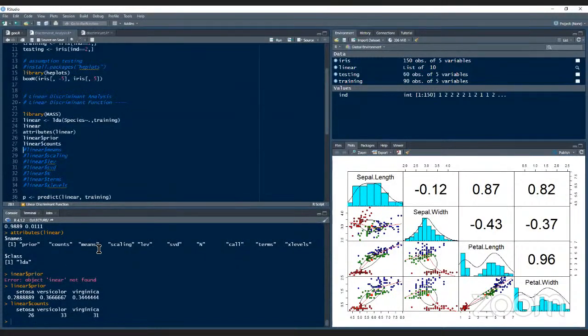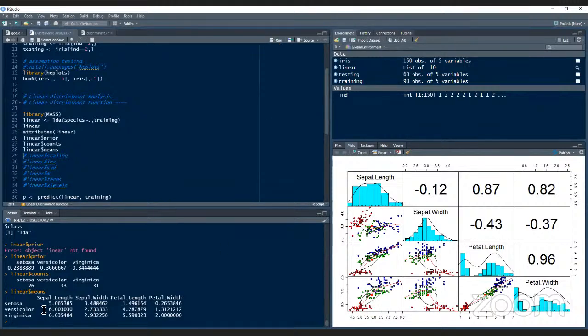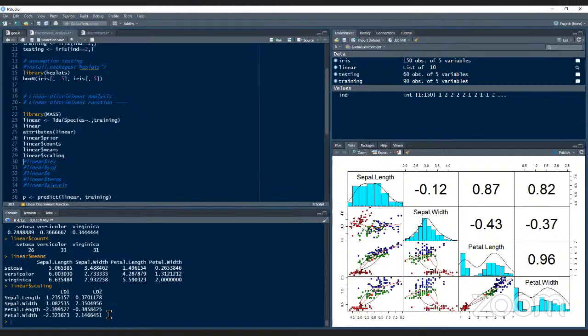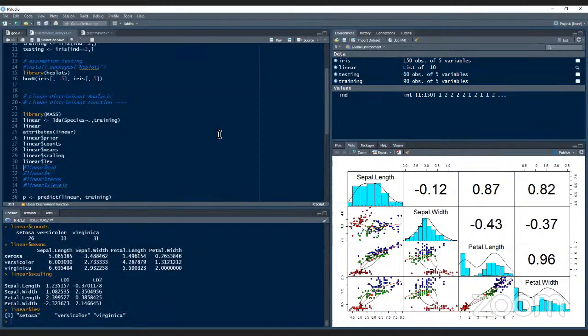Then the next one is the means. This is giving us the chart of mean values with respect to each group and with respect to each independent variable. Now, scaling. This gives the same as the coefficients of the linear discriminant function, right? Now levels. It gives us that the independent variable has 3 levels: setosa, versicolor, and virginica. So these are all attributes which we can see in this LDA. We have saved it in the name of linear.